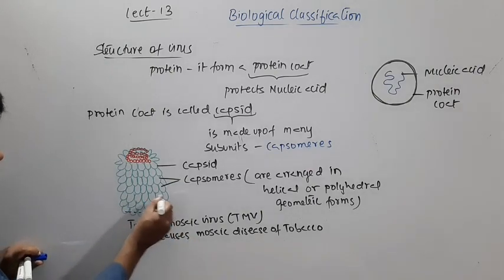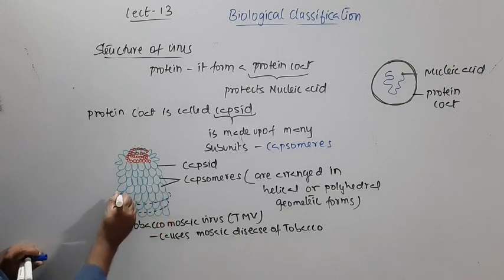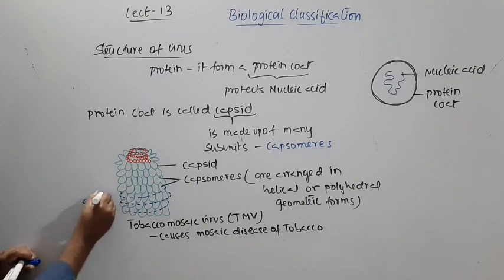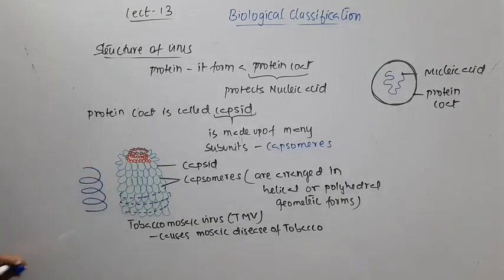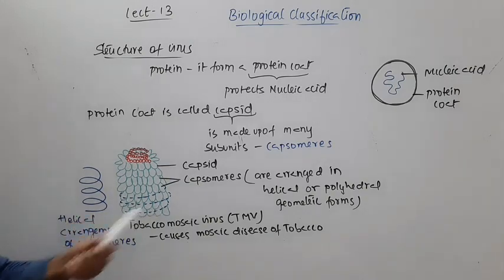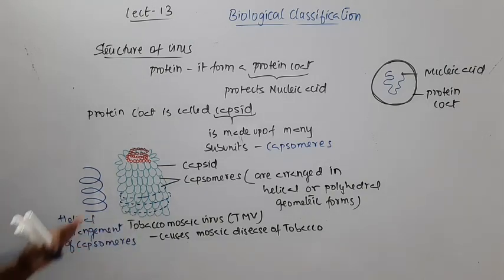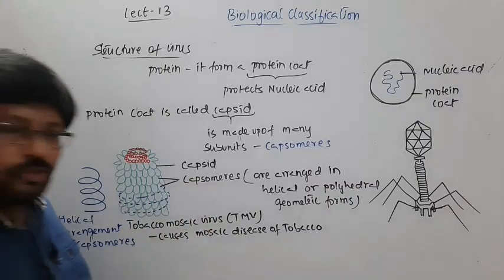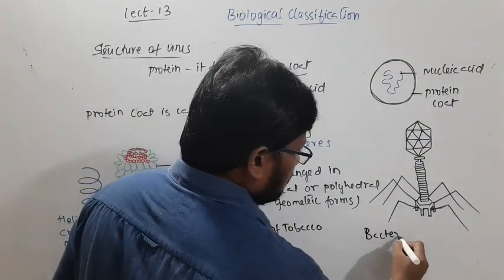Helix means you will see it like this. So this is the helical arrangement of capsomeres. They may be present in helical or polyhedral geometric forms. I'll draw another diagram showing the polyhedral geometric arrangement of these proteins. There I have drawn the diagram of a bacteriophage.